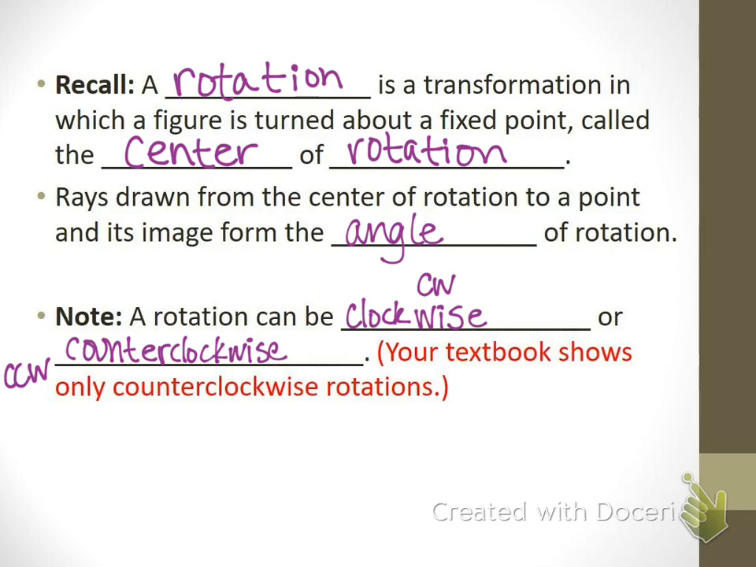Questions, concerns, or need more time on those statements? Okay.